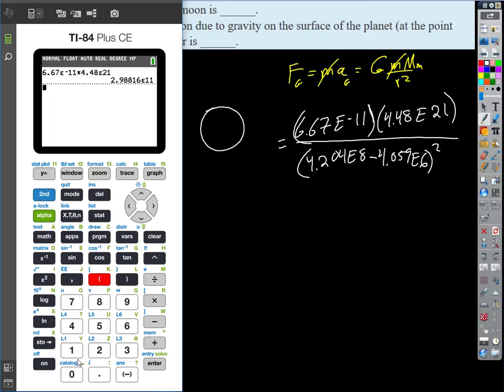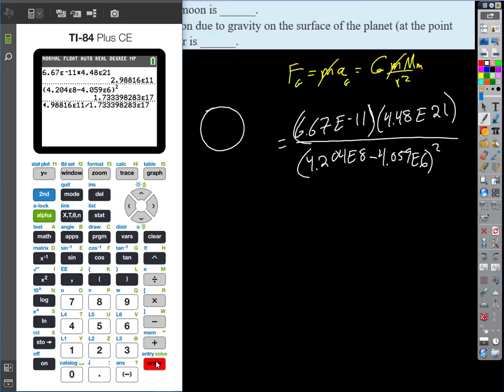So the denominator, we've got 4.204 E8 minus 4.059 E6, all squared. Okay, so we'll just take the top divided by the bottom, and we get something pretty small.